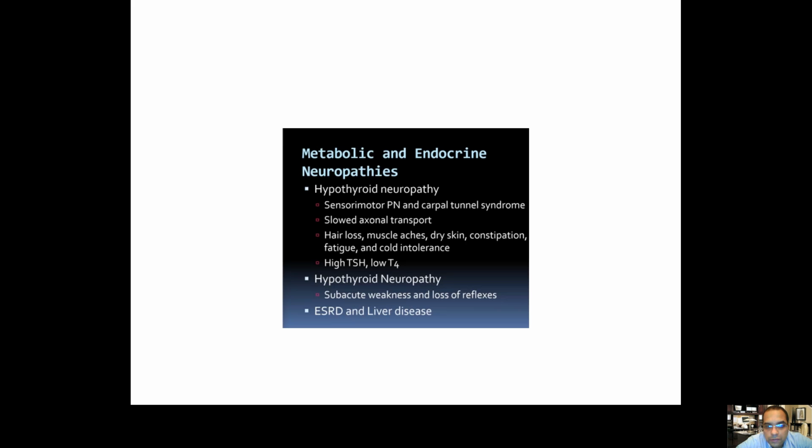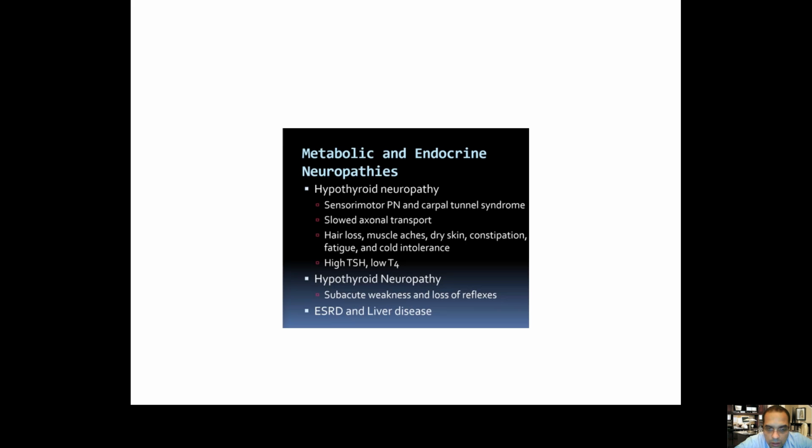And together you will see some stigmata or other markers of the thyroid disease itself, like hair loss, muscle aches, dry skin, constipation, fatigue, and cold intolerance. You do the blood test, and you'll find that there is a high TSH level and a low T4 level.